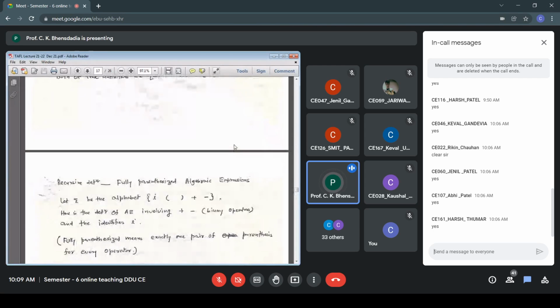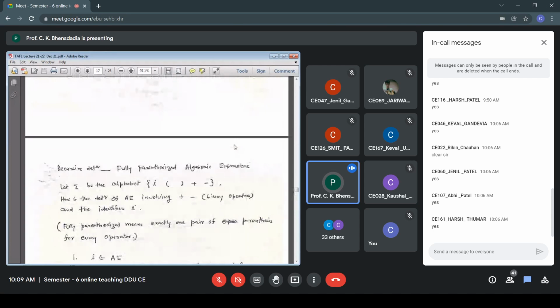I have already shown the first rule. Let us recursively define fully parenthesized algebraic expression, which we call AE. Our language is AE. So let us define the language AE. My rule number 1 is that identifier I belongs to AE. The smallest fully parenthesized algebraic expression is the identifier I. So I belongs to AE.